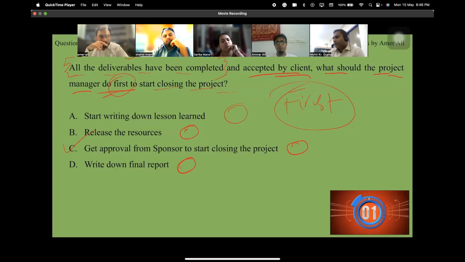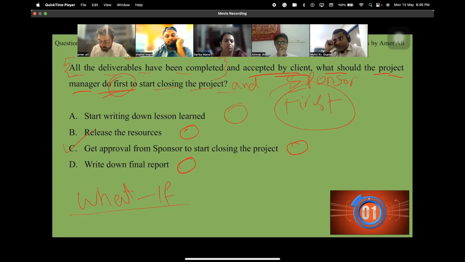Clear to everybody? Okay, let's do what-if on the question. What I do on the question is basically I try to change the scenario of the question. The question said all these things and the sponsor has given you approval. What would you do? That's a good question. What is the first thing you do now when the sponsor has given you approval?